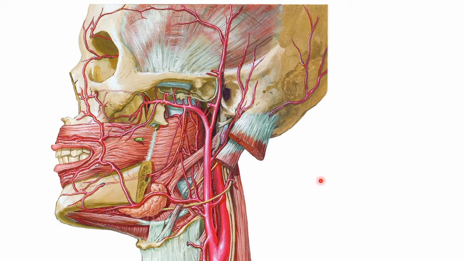Coming to deep to the hyoglossus muscle, what are the structures present? So deep to the hyoglossus muscle, we can identify the middle pharyngeal constrictor muscle, which is present deep to the hyoglossus muscle. Okay, so those are the structures which are present deep to the hyoglossus.